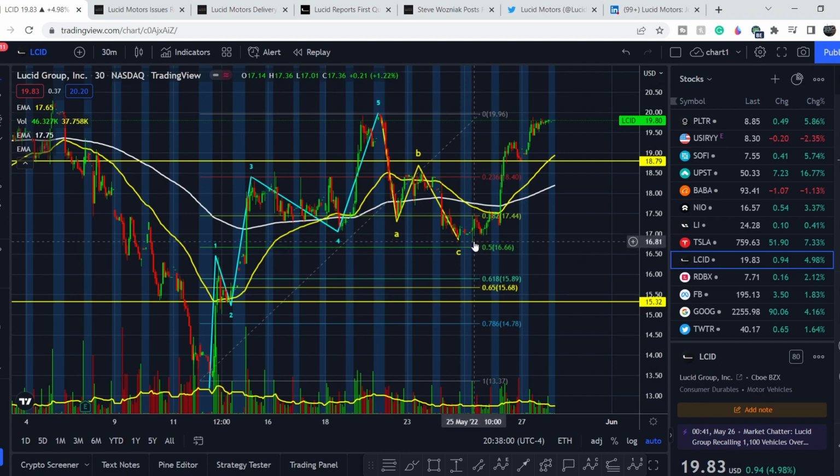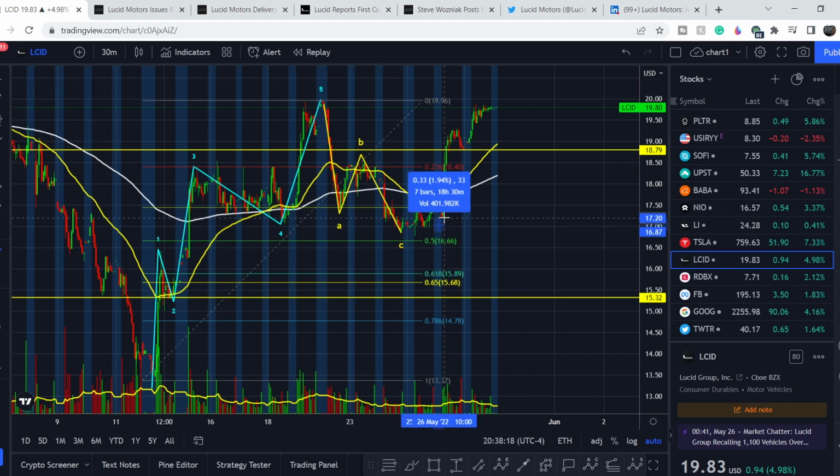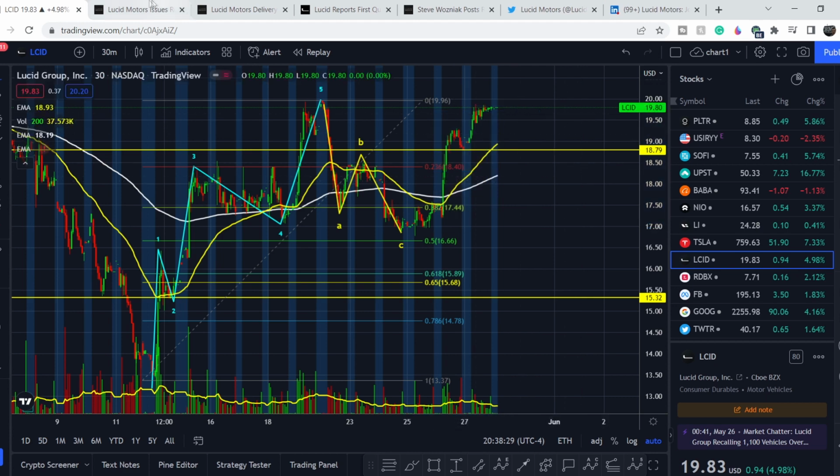And I have to say that from this level we went higher, and it was quite predictable, and the structure is basically very clear right now. I will show you what we should expect next from the technical standpoint in just several minutes. But for now, let me show you that if you followed my call, you might be up about 17%. And definitely it is a very good achievement in a matter of just 3 sessions. So let's continue with the fundamental news.